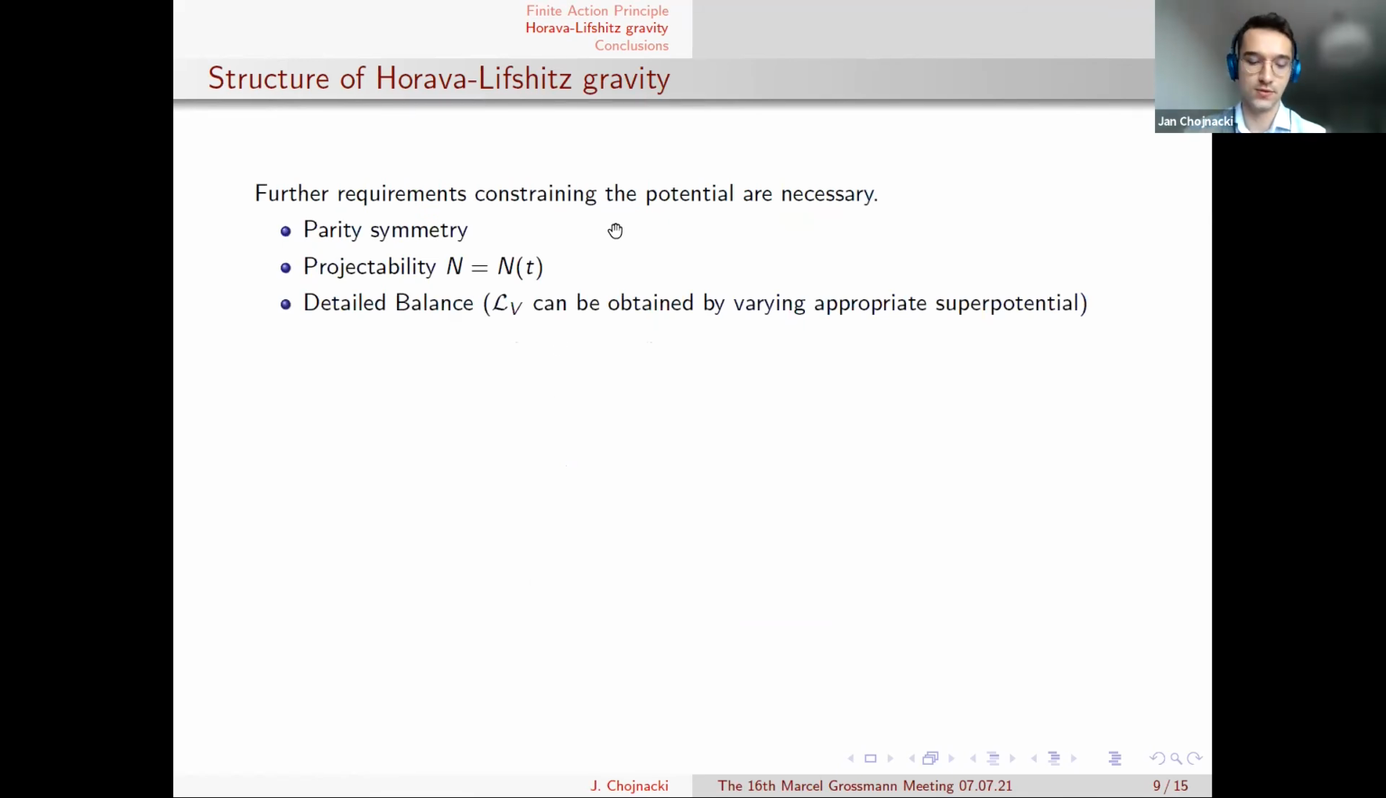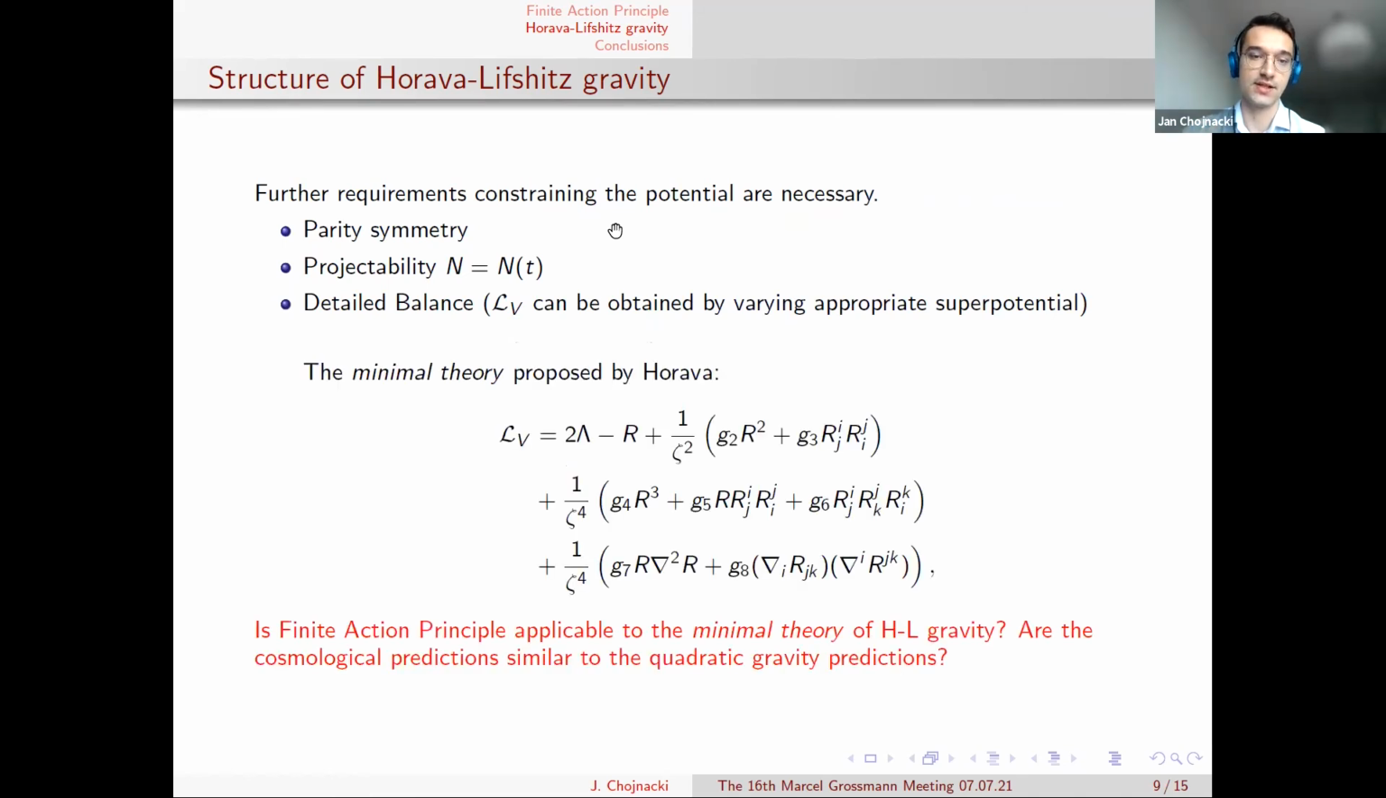And this is what Jan mentioned. So we can impose parity, we can impose projectability or detailed balance. And with this assumption, we get Horava's minimal theory, which consists of the usual Einstein-Hilbert action and second order gravity and the third order curvature truncations. All these scalars are with respect to the spatial metric.